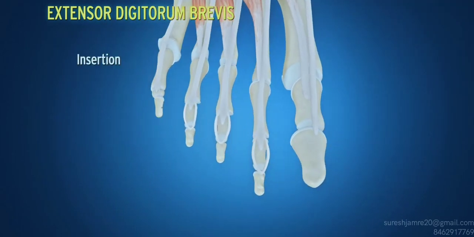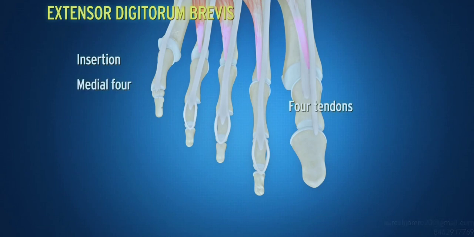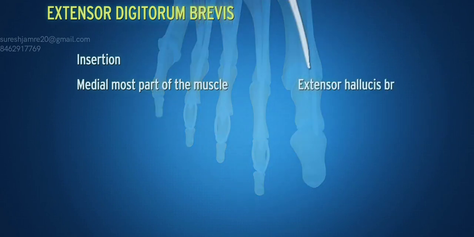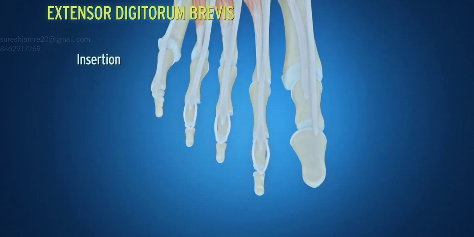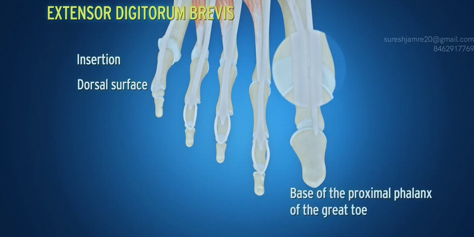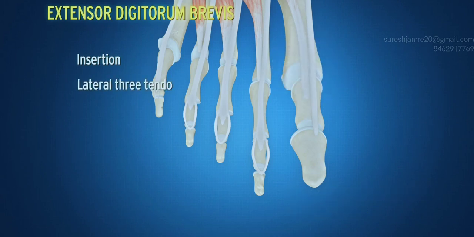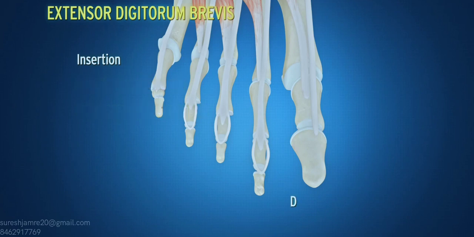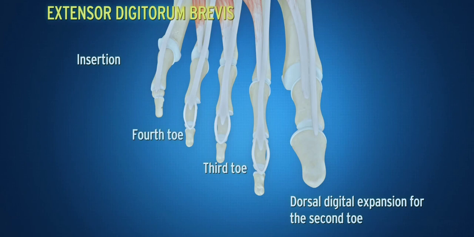Insertion. The muscle divides into 4 tendons for the medial 4 toes. The medial-most part of the muscle, which is distinct, is known as extensor hallucis brevis. The extensor hallucis brevis is inserted into the dorsal surface of the base of the proximal phalanx of the great toe. The lateral three tendons join the lateral sides of the tendons of the extensor digitorum longus to form the dorsal digital expansion for the second, third, and fourth toes.